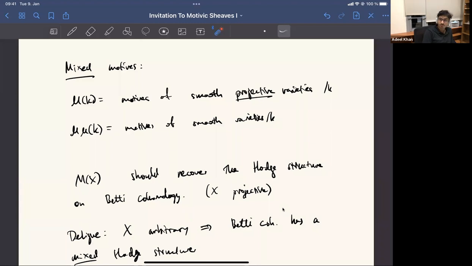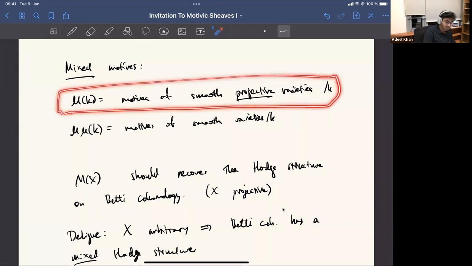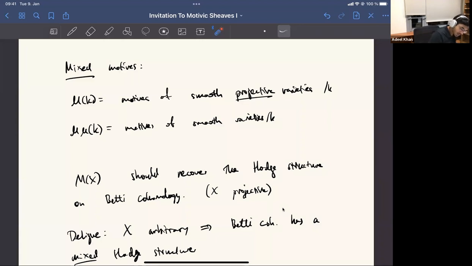So now I want to move on to the last couple of minutes. This notion of motives that we've been discussing so far is the easy part of motives. It's the pure part, the part that is actually defined. So this is the category of pure motives, the motives of projective varieties. What you really want is to remove this word projective, and this is called the category of mixed motives. I should say this does not exist so far. Not known. Let's just say conjectural.